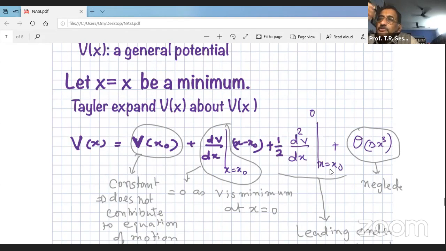So the non-zero term which can appear is the third term, half d2V/dx2 evaluated at x equal to x0 times (x minus x0) whole square. If I consider small values of x minus x0, so that I take only the smallest non-zero contribution, then I can neglect all the other terms, which are of the order of delta x cubed. And so I can approximate this potential as, go down.